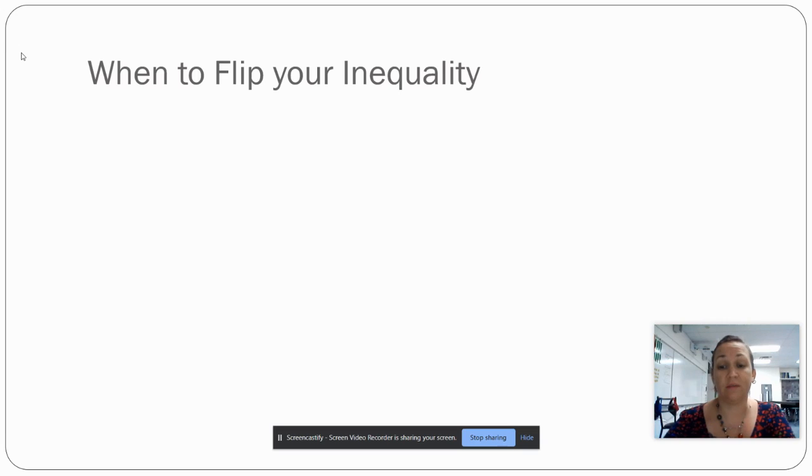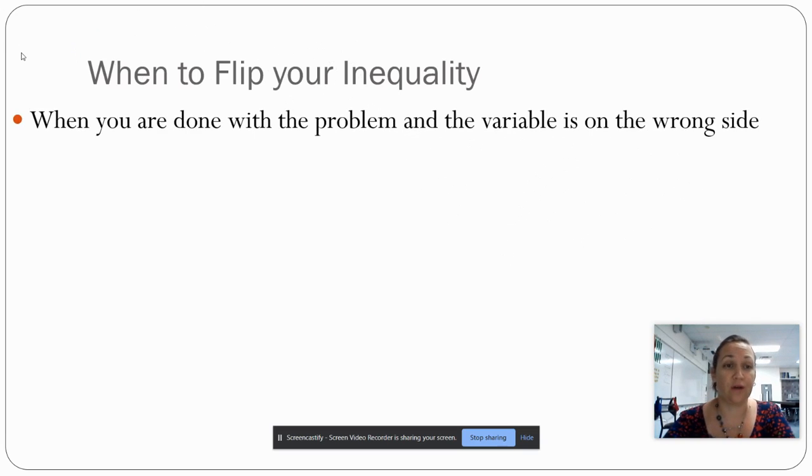And so one of the times that you need to flip your inequality around is if you finish the entire problem, you've solved for x or whatever the variable is, but the final answer, the letter is on the wrong side, which is the right side. So the variable is not supposed to be on the right side of the inequality. The variable is supposed to be on the left. It's supposed to go letter, inequality, number. And so if you're done with the problem and it doesn't start with a letter, then you're going to have to flip your inequality around.